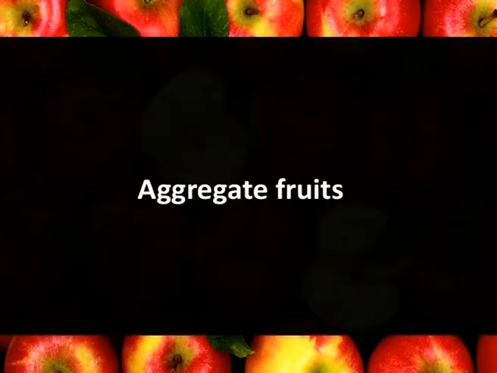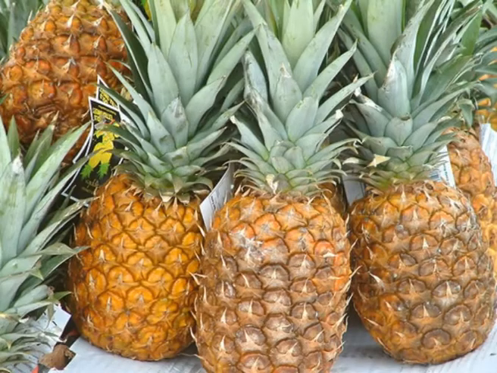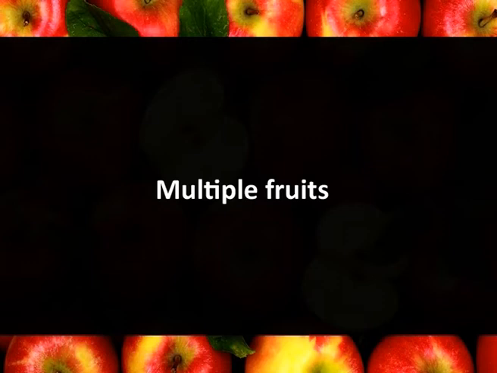Now, aggregate fruits. Aggregate fruits consist of a number of matured ovaries formed in a single flower and arranged over the surface of a single receptacle. Individual ovaries are called fruitlets. Now coming to multiple fruits. Multiple fruits consist of matured ovaries of several to many flowers more or less united into a mass. Multiple fruits are almost invariably accessory fruits.